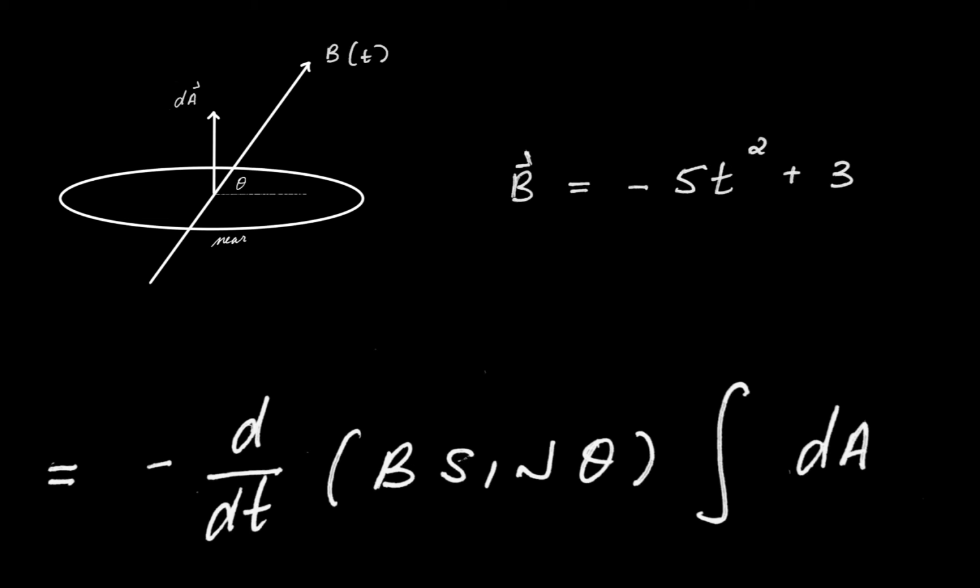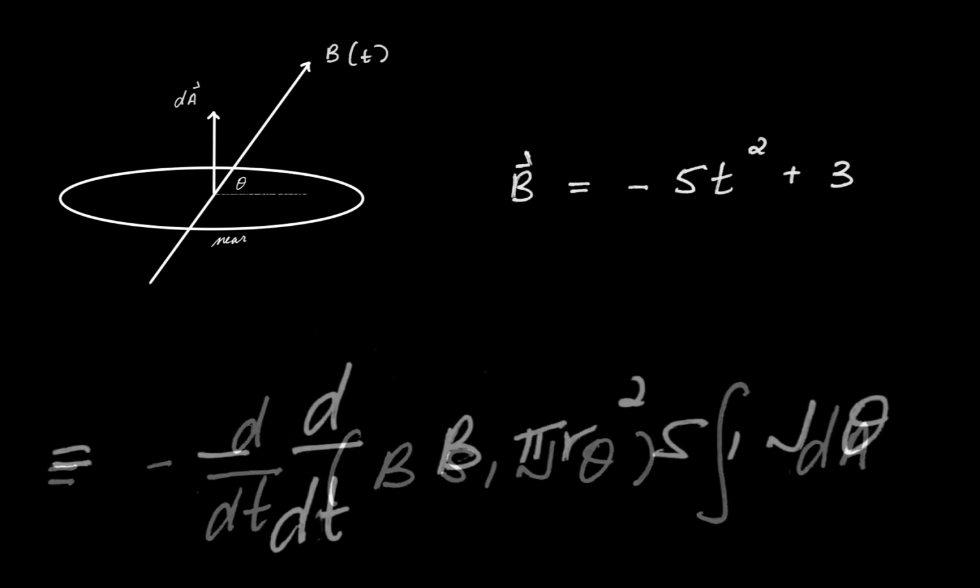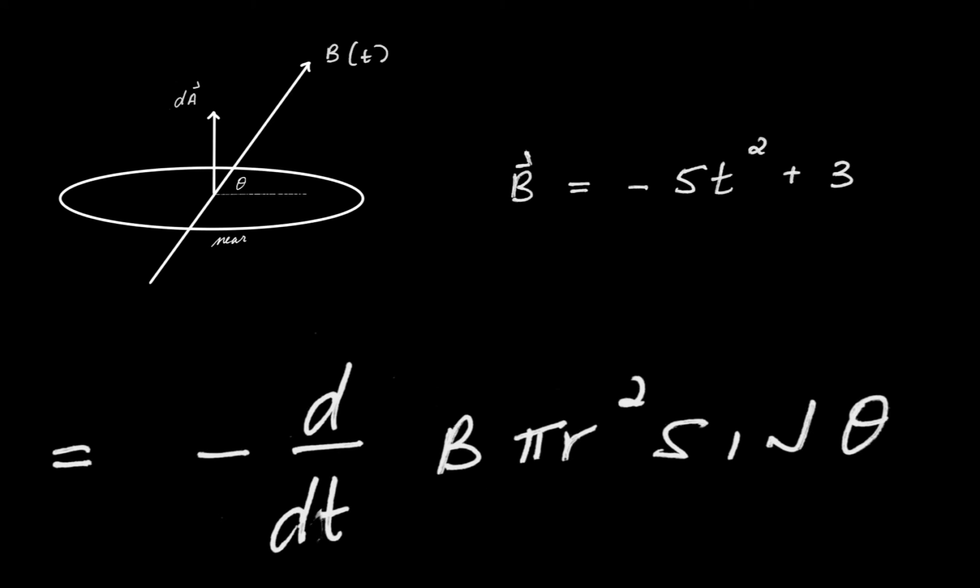I didn't give the area of my loop a radius, but let's go ahead and say that it has a radius r, then its area is pi r squared. That's perfectly fine, I can do that. And so what I have here is that my induced EMF will be the negative of the derivative with respect to time of the magnetic field B times the area, which is pi r squared, times the sine of theta.